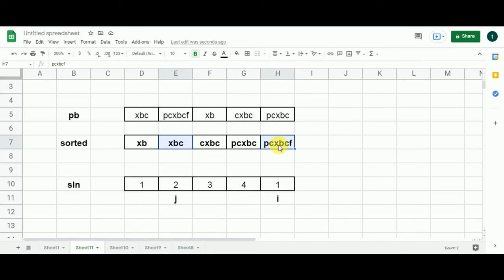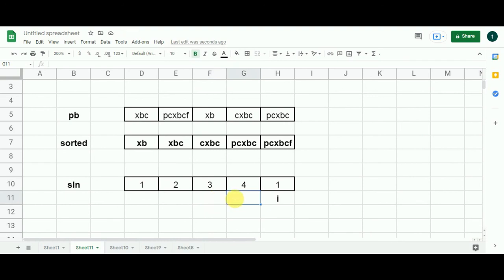It is greater than 1. So this iteration will be skipped. We come over here. J represents cxbc and I represents pcxbcf. Note the difference between the lengths of these two words. It is greater than 1 again. The difference is 2. So this iteration will be skipped. Note that these words are not able to satisfy even condition number 1.